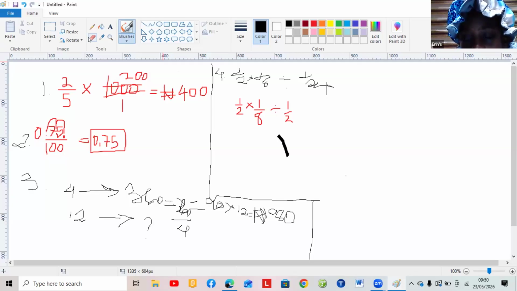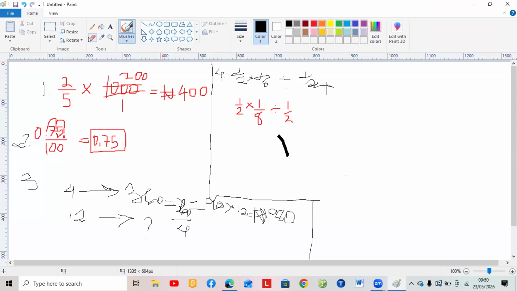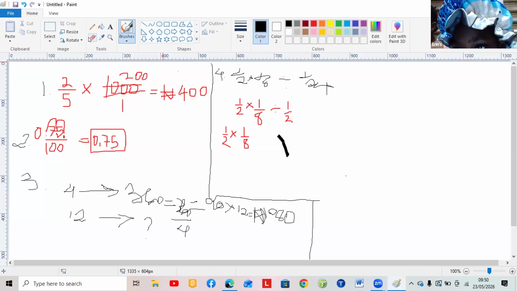What's the way forward for this question? We're going to do half times 1/8. So do you know what I will advise? I want to believe that you guys can't mess up this question, but this is what I will advise. Since you already have half times 1/8, why not change that division to multiplication? Do you understand what I'm saying? Yes, sir. Faith, do you understand what I'm saying? Yes, sir.